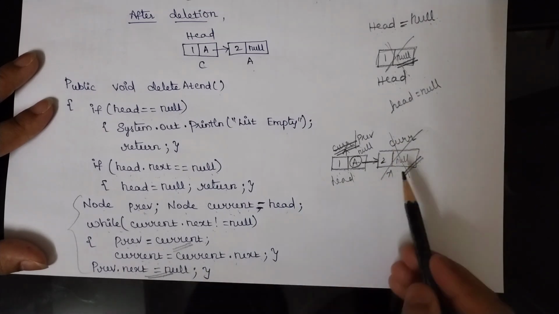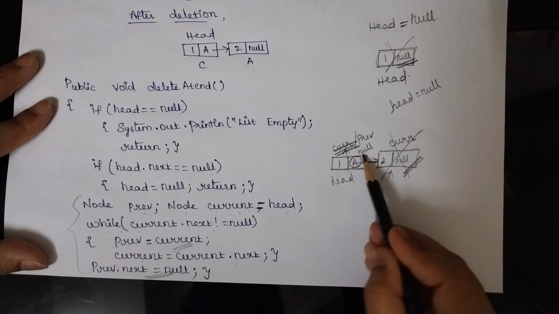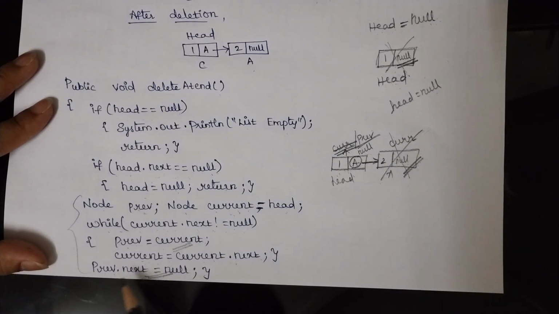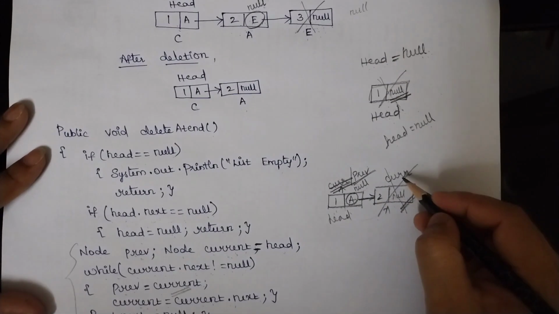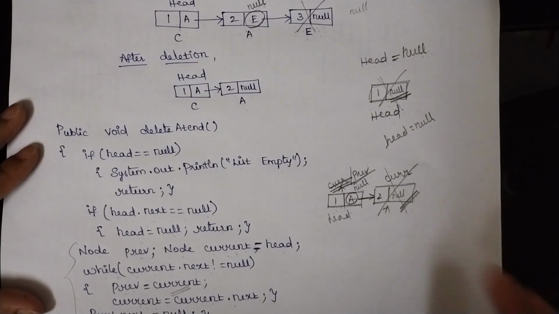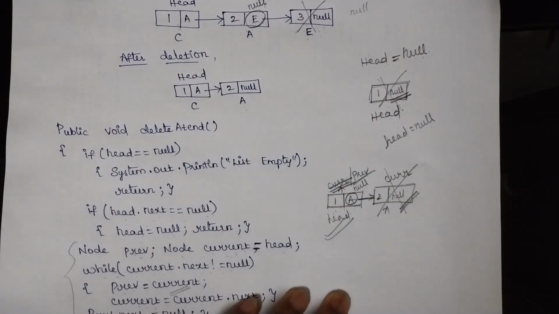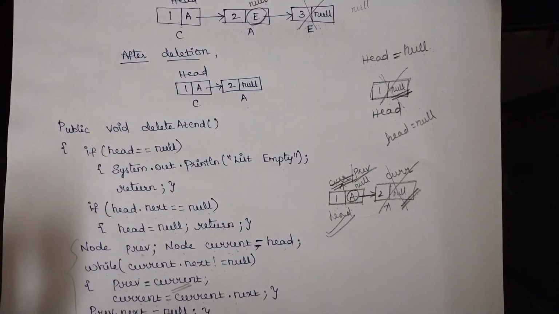When you want to delete this node, what you need to do? Your previous dot next should be assigned null. So that is what I have given here: previous dot next is equal to null. If you assign this as null, then this node will get disconnected from the list, and you will be left with this node in the list. This is what deletion at end is.